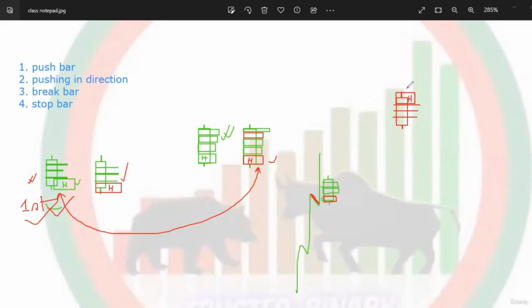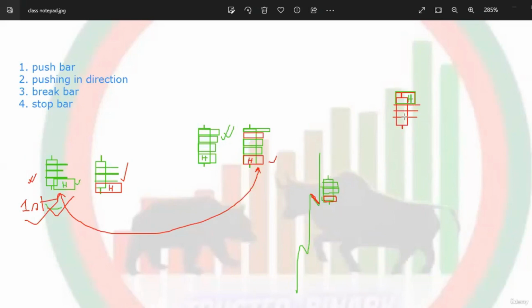So this is the push bar by the seller side. But when this volume is by the buyer side, at that time we also take this one as a push bar, because who failed here? Buyers failed here. That's why we have to take this one also as a push bar. So this is the situation.